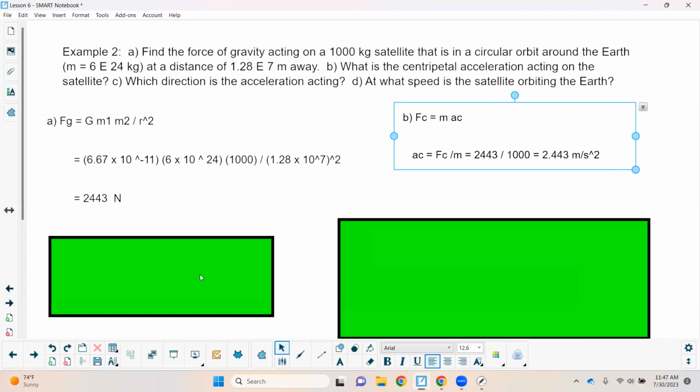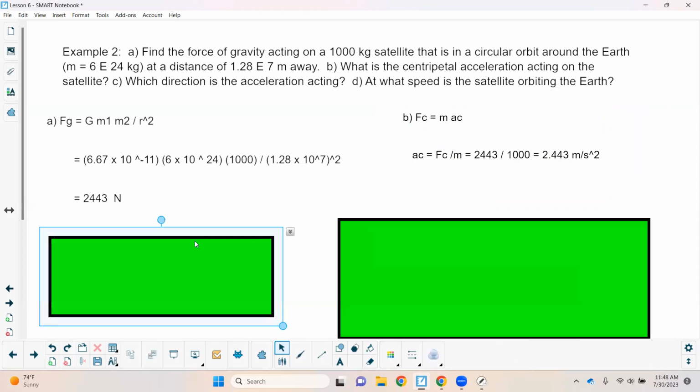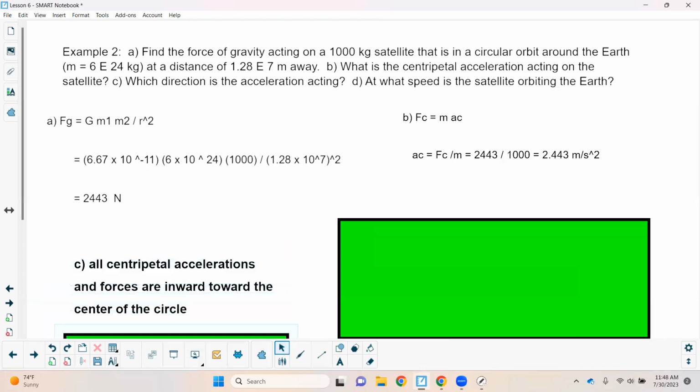There we go. Part C: which direction is the acceleration acting? This is a centripetal acceleration or a centripetal force. So remember, all those things, whether they're accelerations or forces, they always act towards the center. All centripetal accelerations and forces are inward towards the center of the circle.